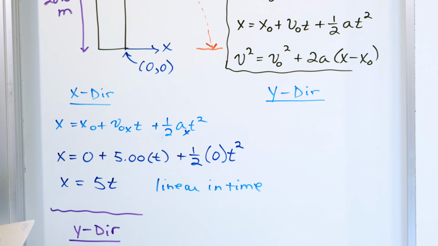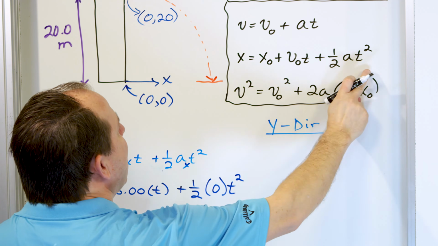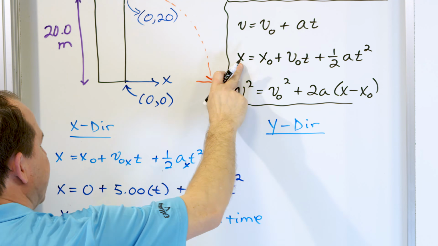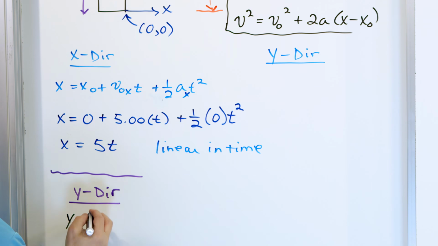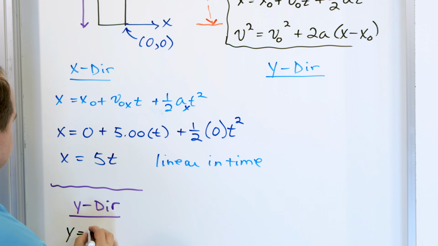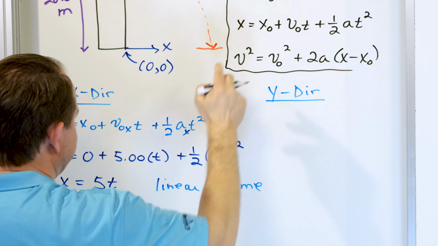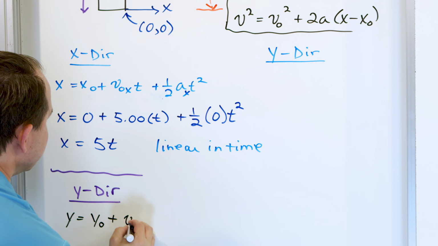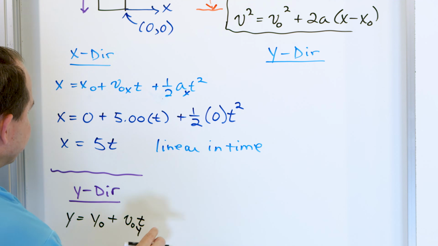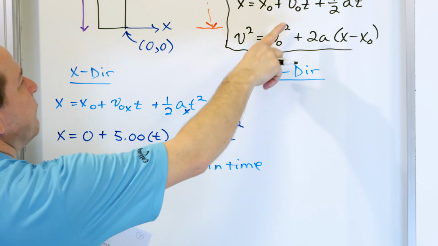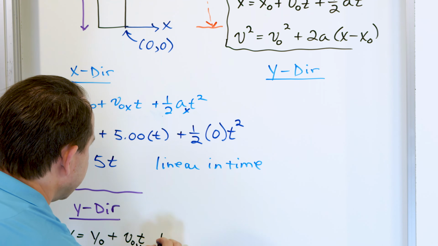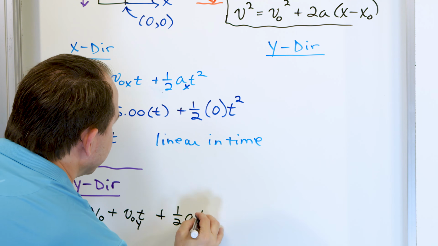So now what we have to do is rewrite this equation in terms of y. What it's saying is the final position, in this case y, is equal to the initial position of y, so y is equal to y naught, and then this is the initial velocity in y, so this is v naught y times t, and then plus 1/2 a t squared.